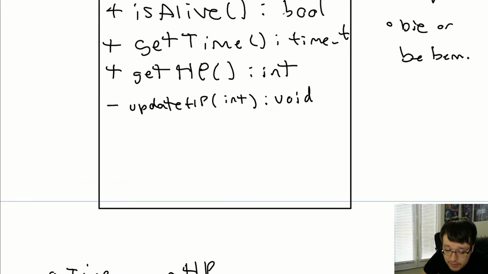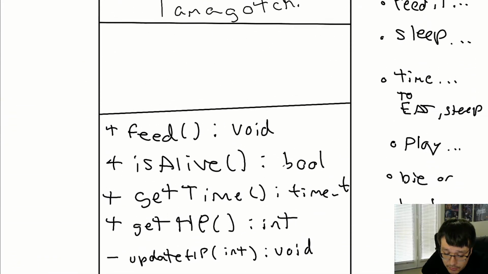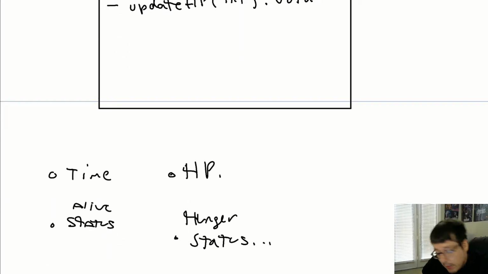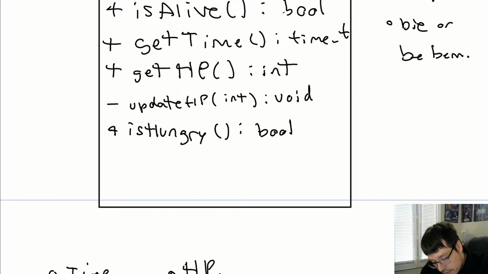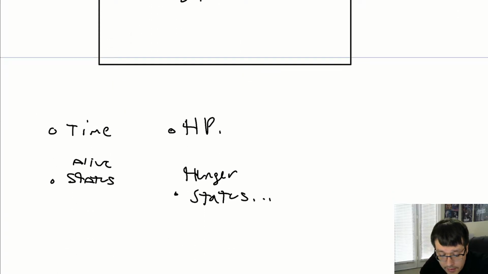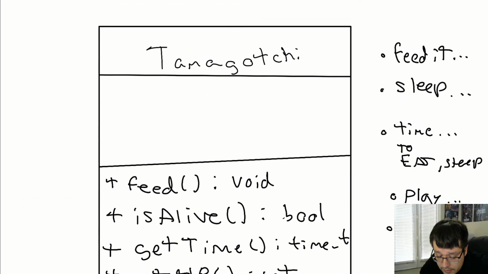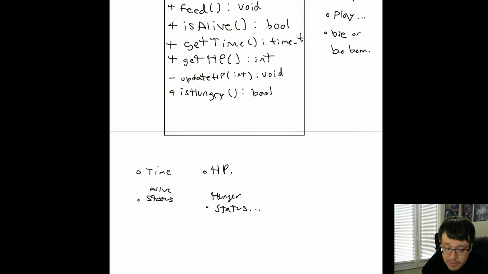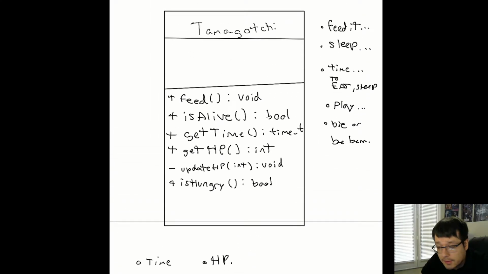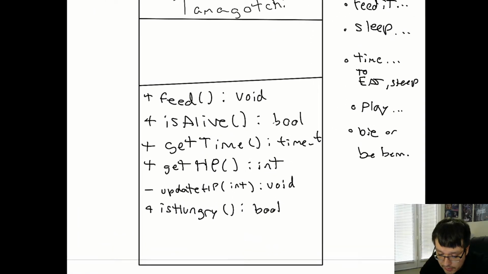Anyways, let's see, update HP, hunger status. We have the feed function, but we might want to be able to get the actual status, so like is hungry could be useful. And then I think that's enough for those getters. We don't really have any status for the sleep stuff. Maybe we won't add that in right now, because this might become super long. I want to be able to finish this within the allotted class time. So let's just put those in for now.